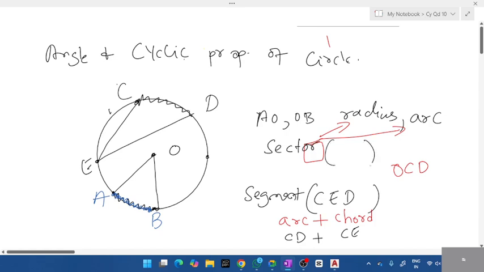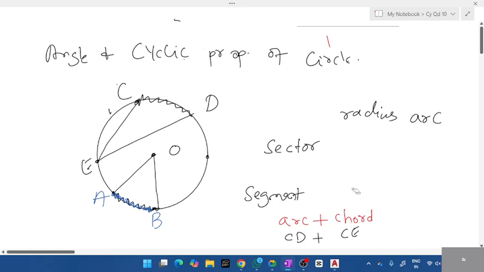Then which one is sector here? Which triangle is sector, CED or AOB? AOB is the sector. This is the difference. Make a note of this. Take down what is sector and what is segment. A sector is made up of radius and arc. Segment is made up of arc and chord.